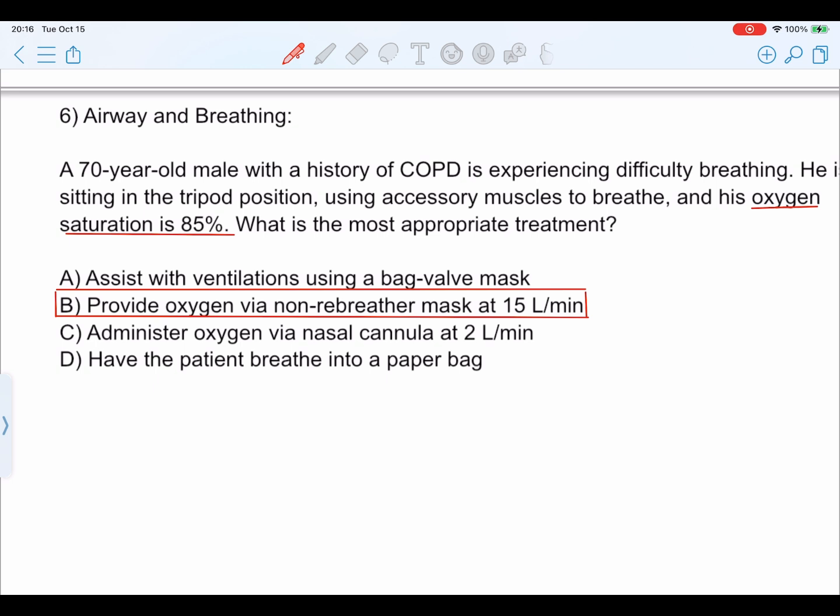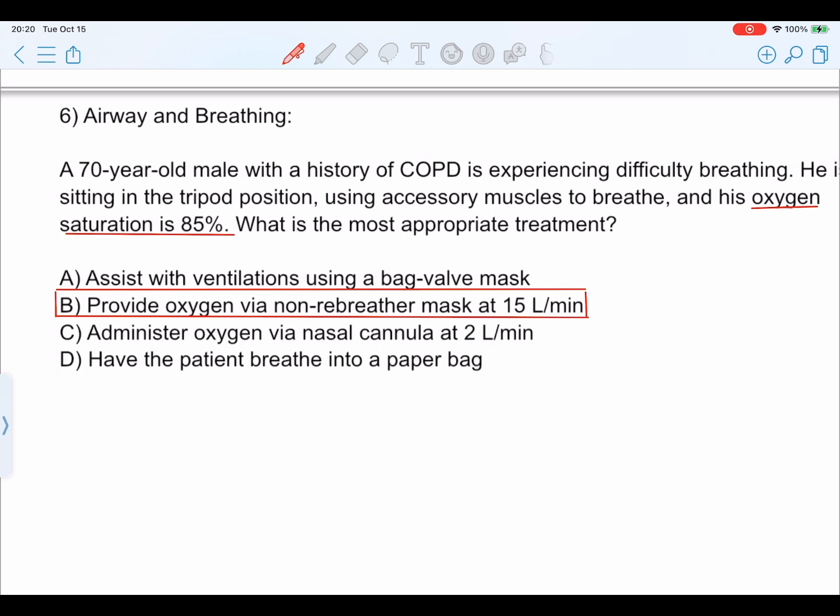Keep in mind, we don't want to over-oxygenate with COPD. We'll talk about that in a second. But right now, our biggest concern is going to be that oxygen. So we don't want to use a BVM because it's typically for patients who can't control their own airway. And this patient, we can see that he's controlling his airway. He's not doing it well. He's not breathing properly, like it says accessory muscles, which is not proper breathing, but he's still breathing, so we don't really need to assist in ventilations there. So we would want to apply 15 liters of oxygen a minute via non-rebreather for this patient.